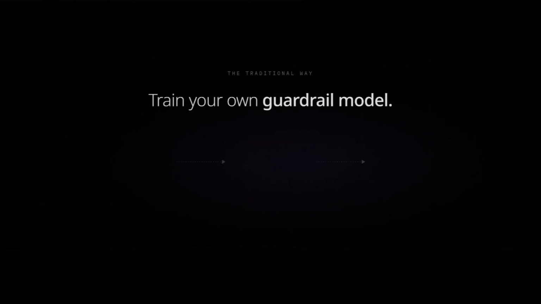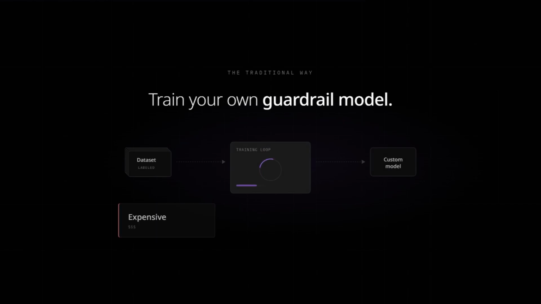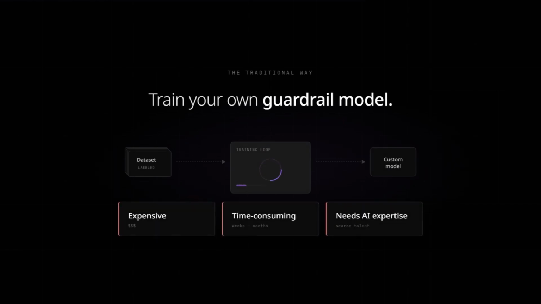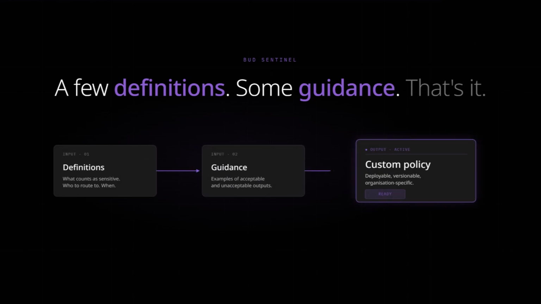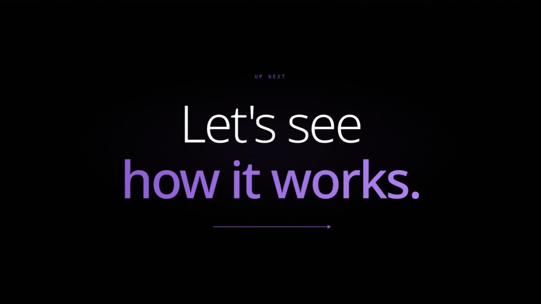Now, the traditional way to capture organization-specific policies is to train your own guardrail models. But that's expensive, time-consuming, and requires specialized AI expertise that most organizations simply don't have. That's one of the problems Bud Sentinel guardrails solve. You can define organization-specific guardrail policies with a few definitions and some guidance. No model training required. Let's see how it works.